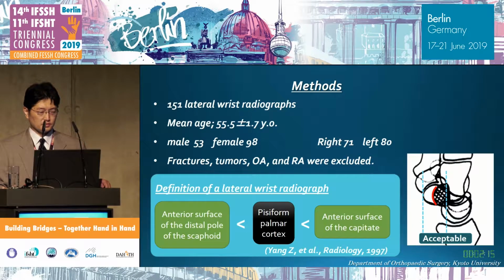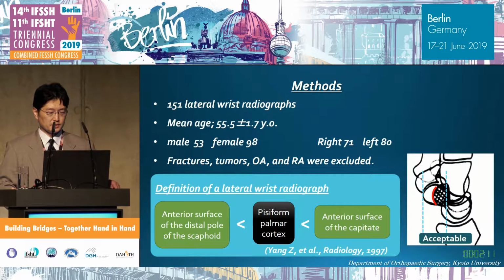We measured 155 lateral wrist radiographs. Mean age was 55 years old, 53 male and 98 female. Right side is 71 and left side is 80. Fractures, tumors, OA and RA were excluded.